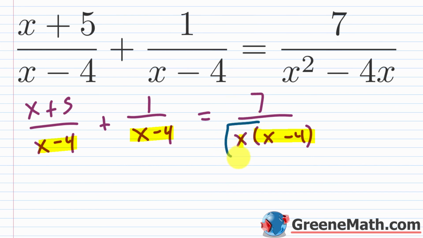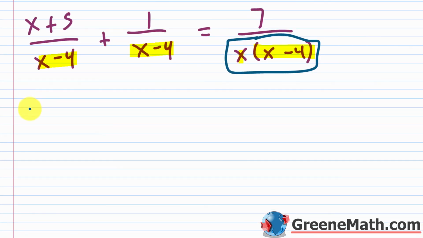Let me do that in a different color. So this is x times the quantity x minus 4. All right, so let's multiply everything by the LCD. I think I can write it out here. It's pretty small. So x times the quantity x minus 4, then we basically have times this x plus 5 over this x minus 4.